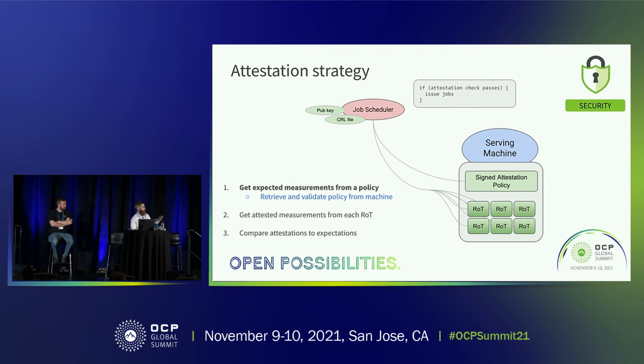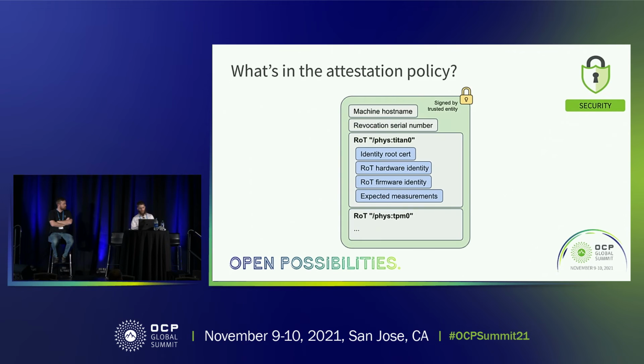So now here's a more accurate representation of what's happening here. The job scheduler reaches out to the serving machine to get a signed attestation policy. It validates the signature over that policy, and then checks whether or not it's been revoked. And we've architected it specifically so the job scheduler doesn't need to reach out to anything other than the serving machine to do that attestation, which is a nice availability win here. But we've yet to talk about what's actually in these policies. And here's an example of that.